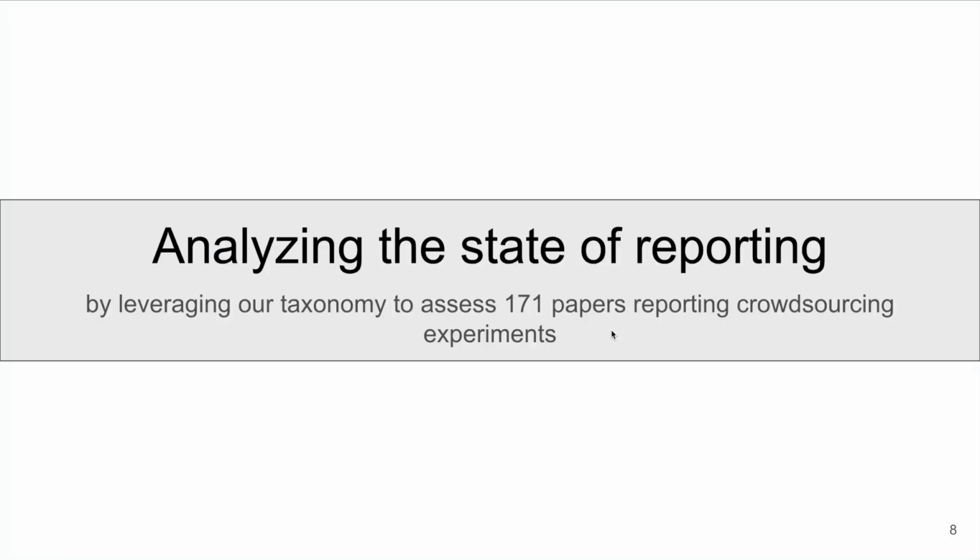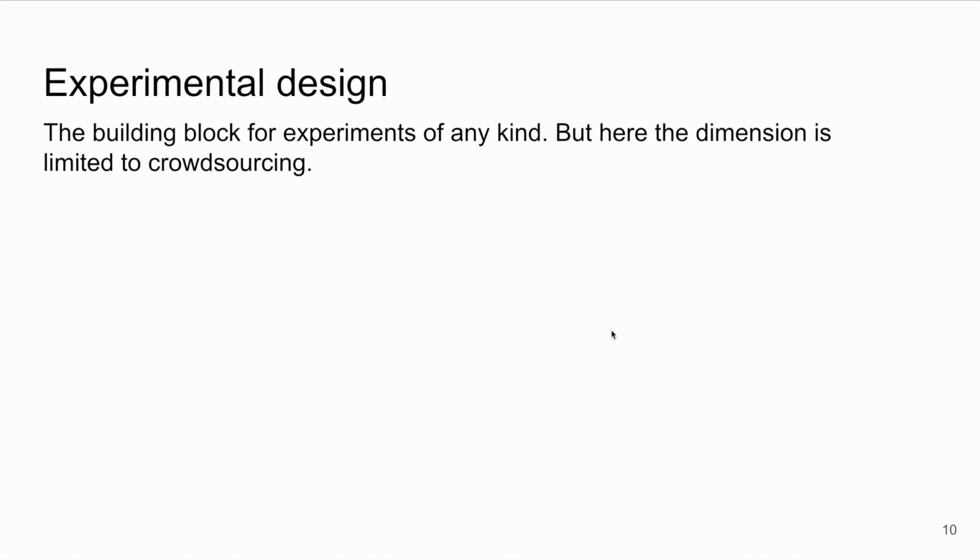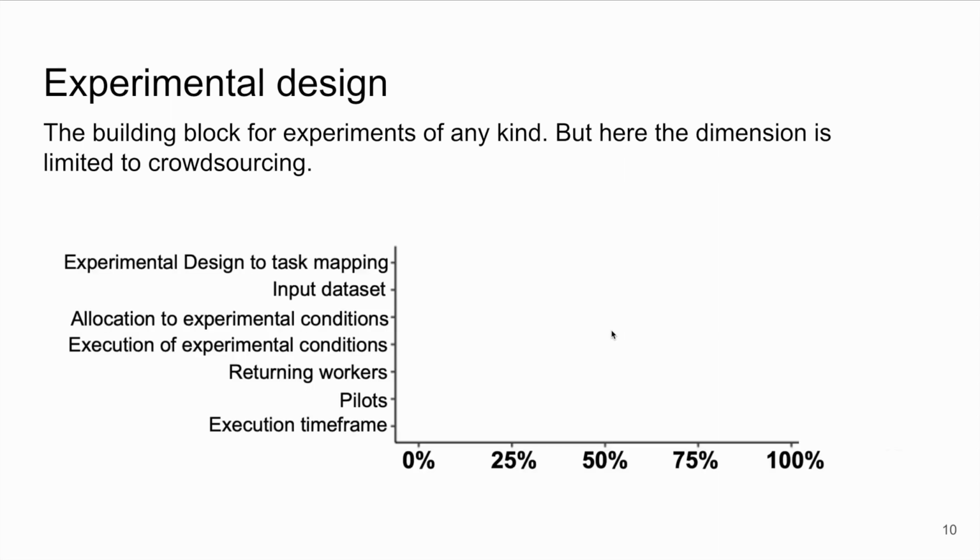In this part, we look at the current state of reporting. We do so by leveraging our taxonomy to analyze 171 papers reporting crowdsourcing experiments. The experimental design represents the building block for experiments of any kind, but here we don't include attributes like the research question or study design, as these are well understood and covered by research guidelines. We focus instead on attributes that are more closely related to crowdsourcing, and that communicate how the design of the experiment maps and runs in a crowdsourcing platform.